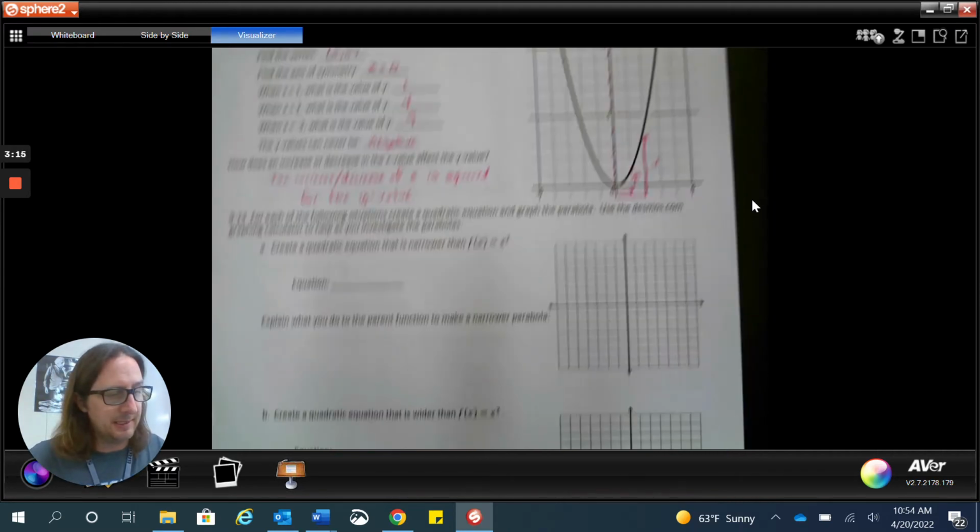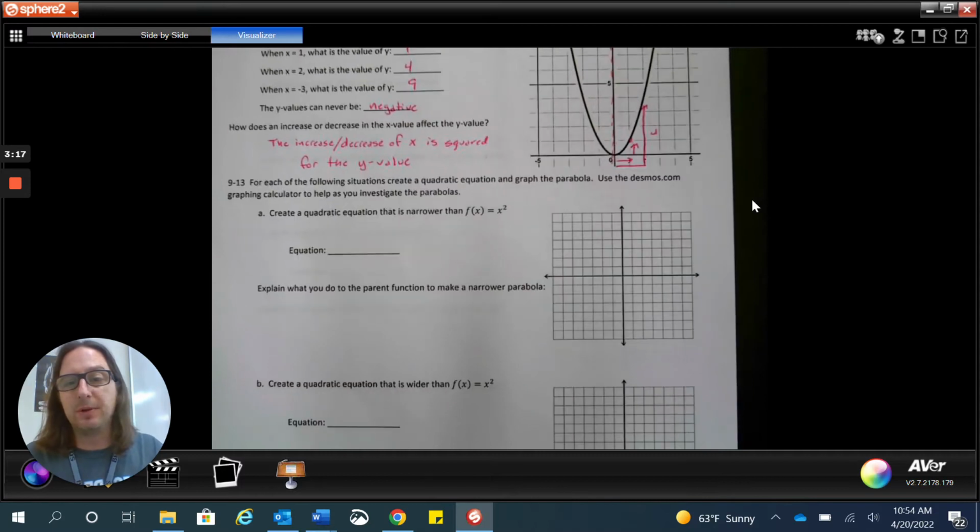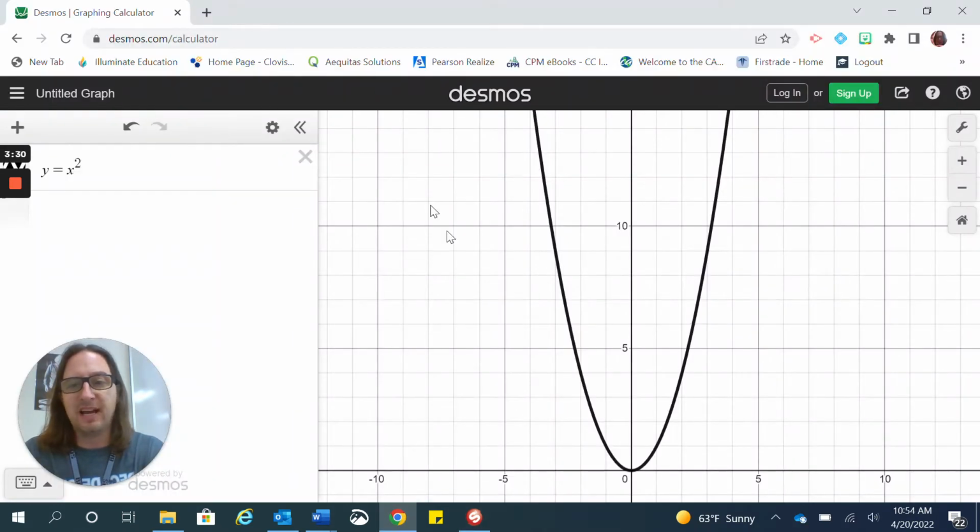All right, next thing, 9-13. For each of the following situations, create a quadratic equation and graph the parabola. Use Desmos.com graphing calculator to help you as you now investigate the parabolas. Okay, so over here on Desmos, I've already got typed in y equals x squared. So there's the parent function right there.